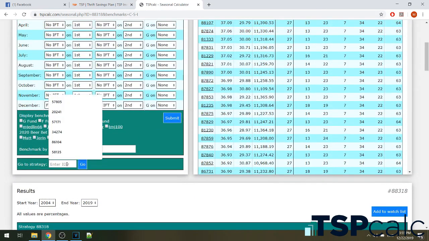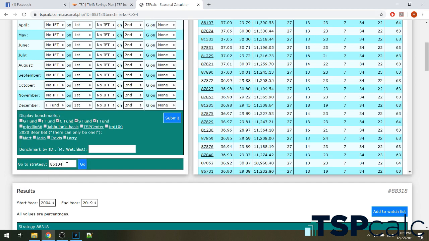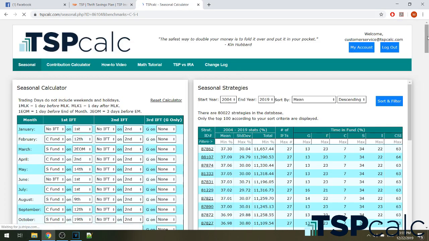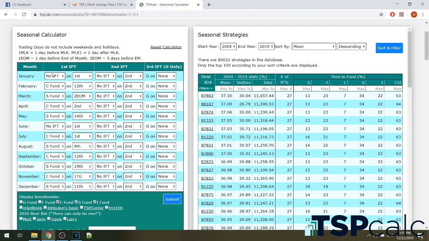So for example, say I want to look at 86104. Say I was talking at work or I saw in the Facebook group that somebody's following 86104 and I want to see what that's all about. Well, you use this go-to strategy option and you can look up 86104. Okay, so what it's done is it's preloaded the calculator with 86104.